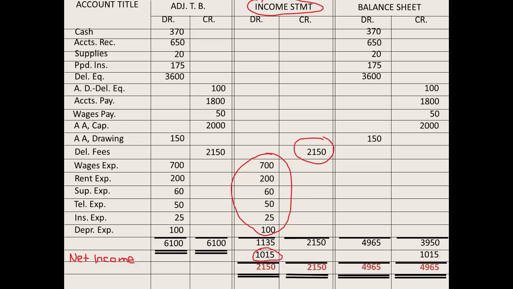Delivery fees, in this case, is our revenue, $2150. And then on the debit side, we have all the expenses listed. So these are the numbers we're going to be using when we go to make the income statement. We don't need any other numbers from anywhere else. We also at the bottom have net income of $1,015, and we're going to double check and make sure that our income statement equals that $1,015 when we get done.